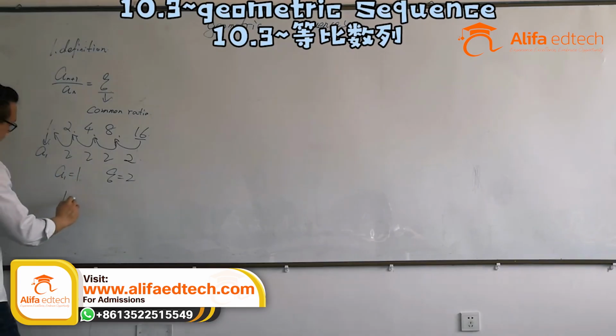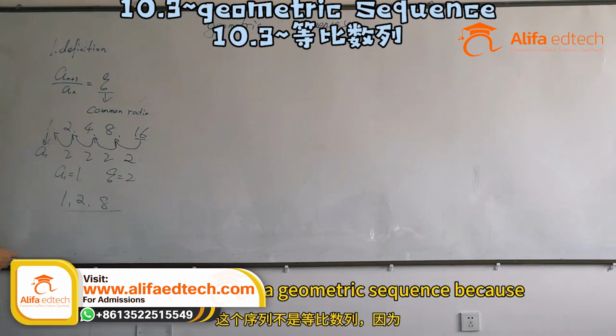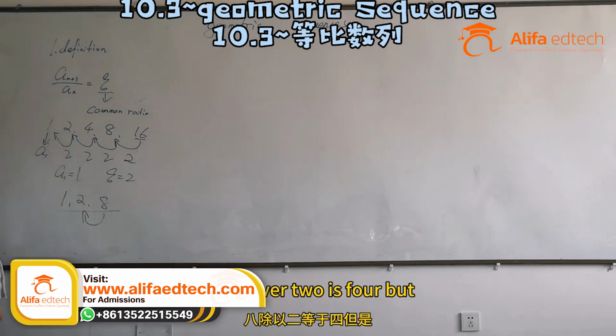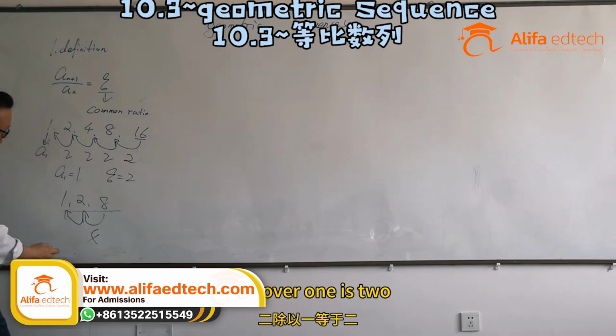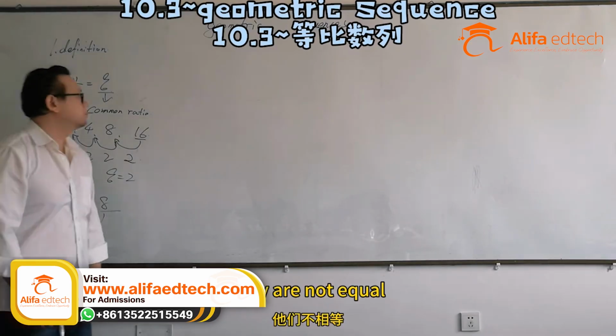But this sequence is not a geometric sequence because 8 over 2 is 4, but 2 over 1 is 2. They are not equal.